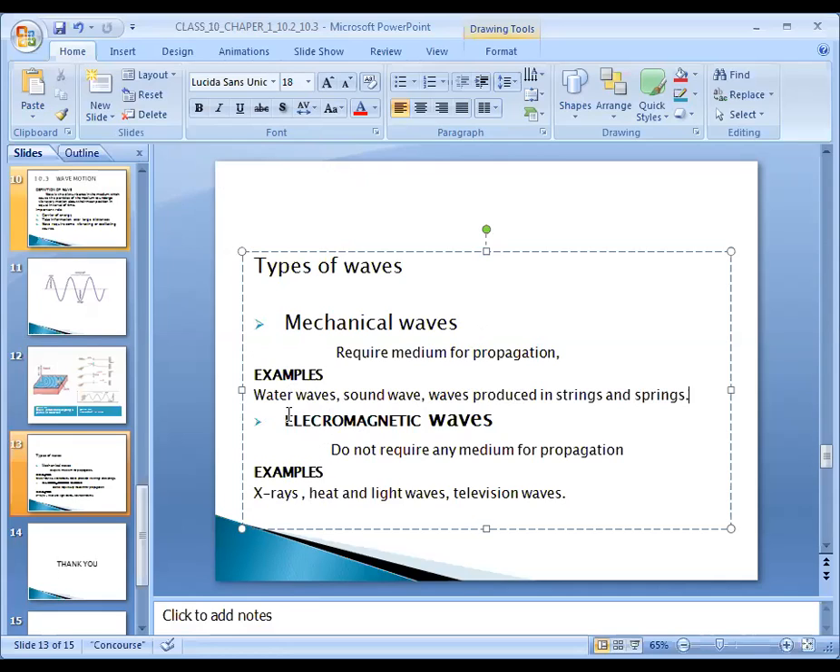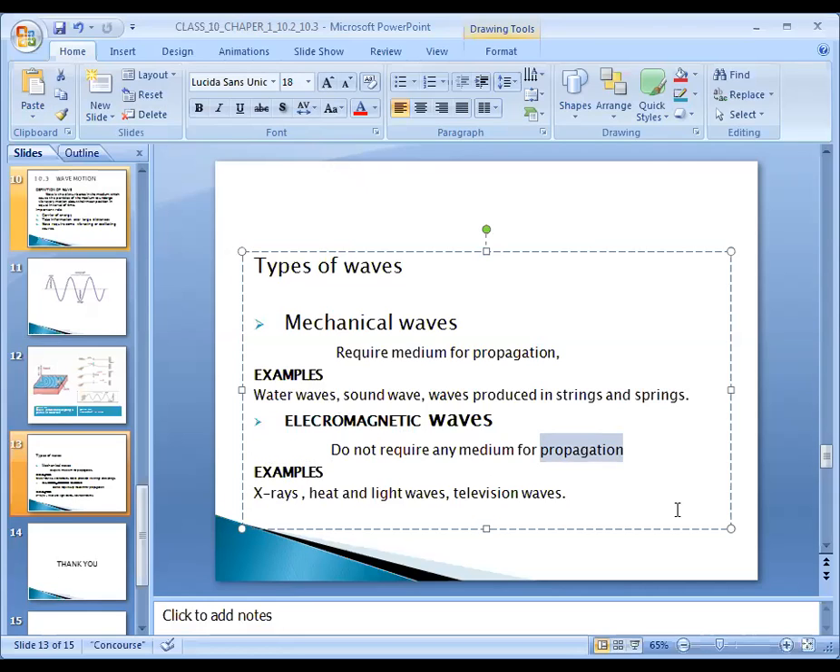Now, electromagnetic waves. Electromagnetic waves are those waves which do not require any medium for their propagation. You should know the meaning of propagation. Propagation is motion. If you want to travel electromagnetic waves, no medium is required. But if you want to travel mechanical waves, there must be a medium, which is air. But in the case of electromagnetic waves, no medium is required for their propagation.